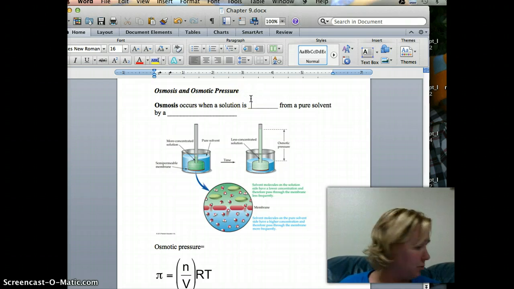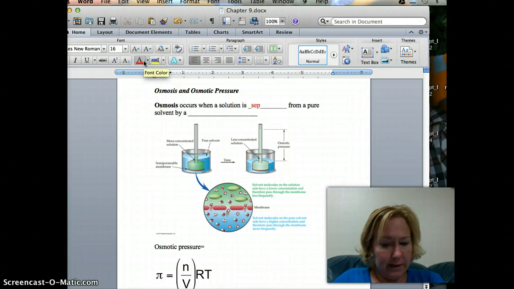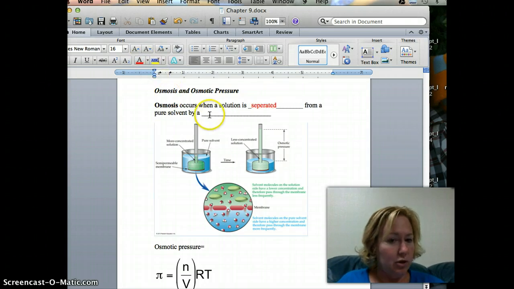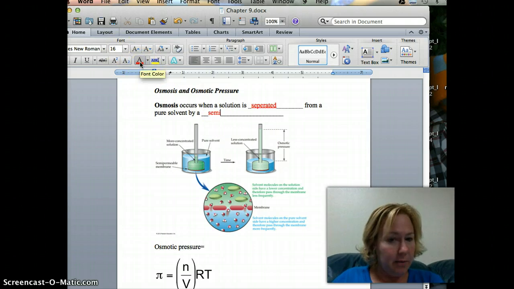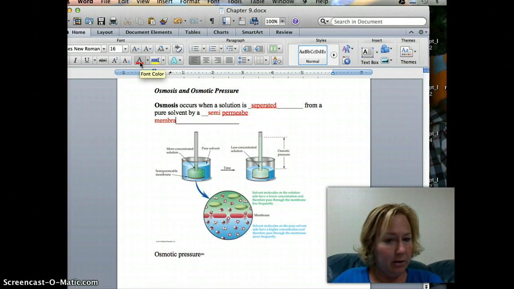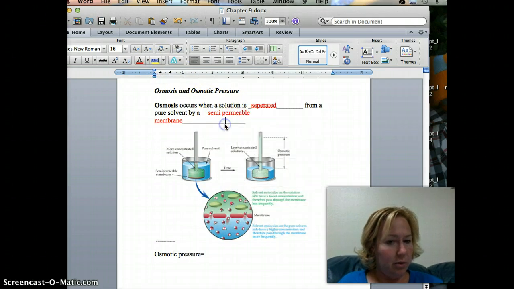So osmosis occurs when a solution is separated from a pure solvent by, come on, take a guess. You know this. Semi-permeable membrane. Did I really spell that wrong? Are you kidding me? There we go. Semi-permeable membrane.